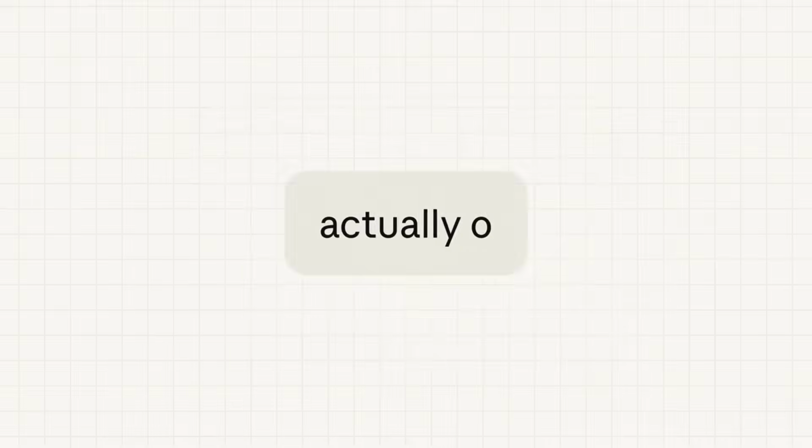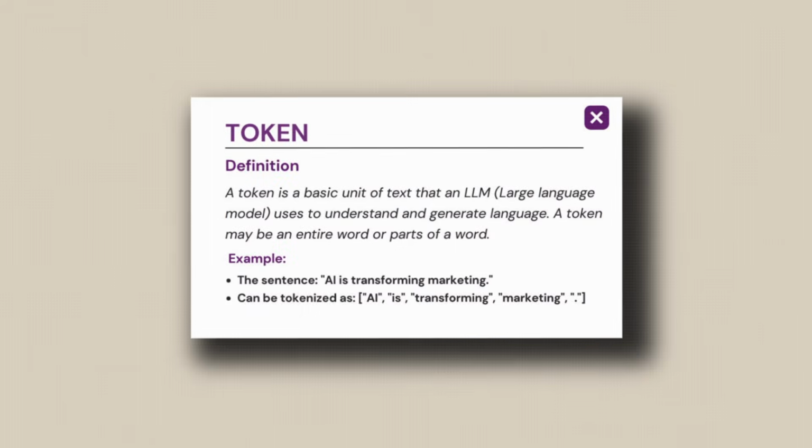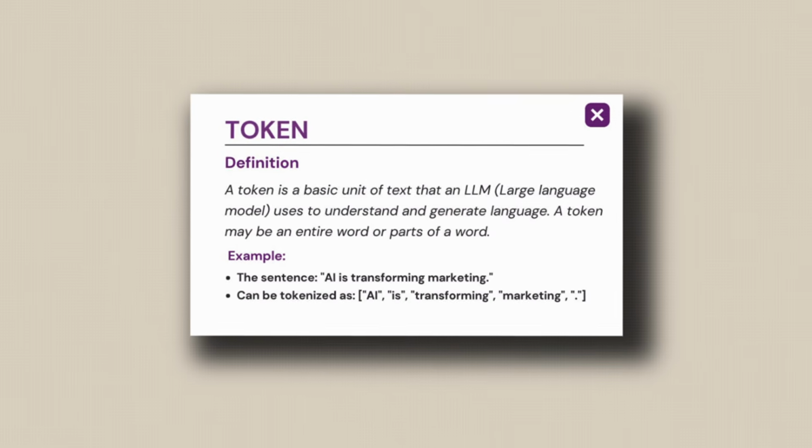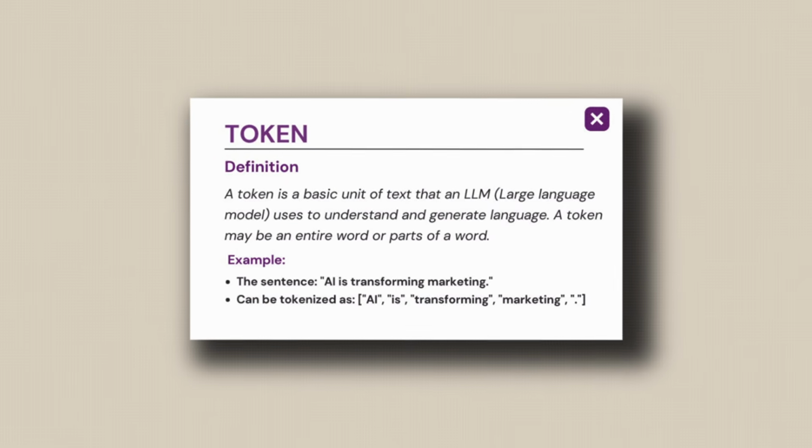Before the hacks, you need to understand one thing, because once you get this, everything else will click. Claude doesn't count your messages, it counts tokens. A token is roughly 3/4 of a word. So every message you send, every reply Claude gives, it all adds up in tokens.